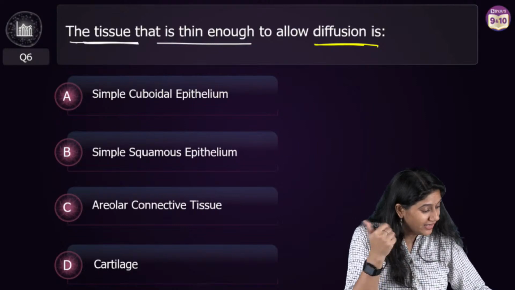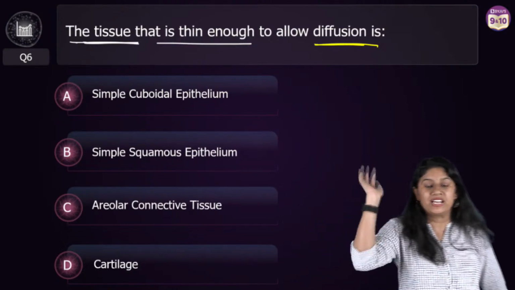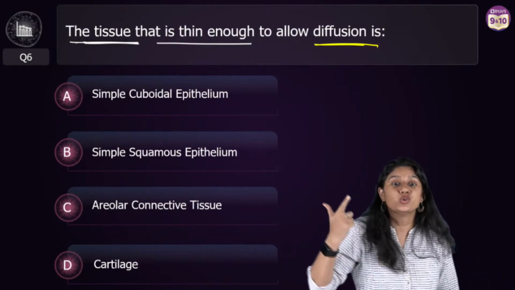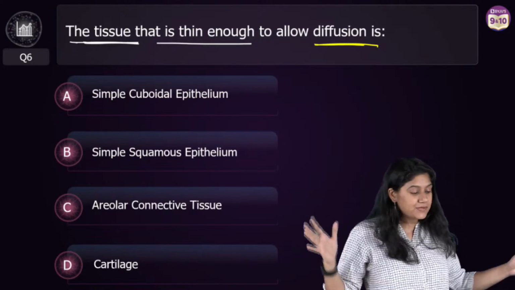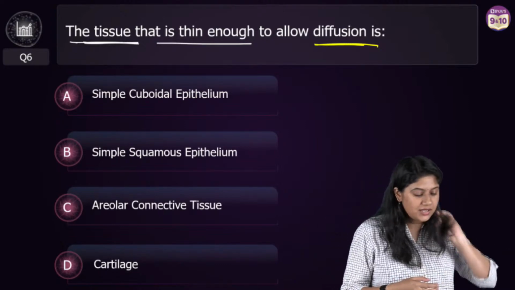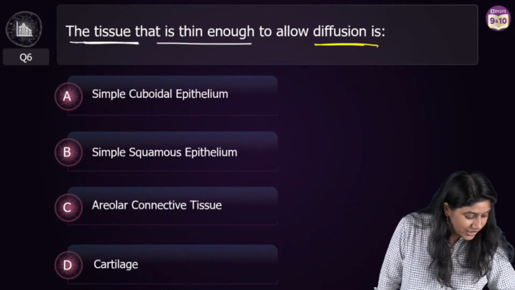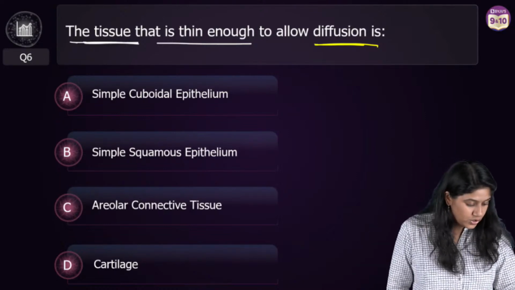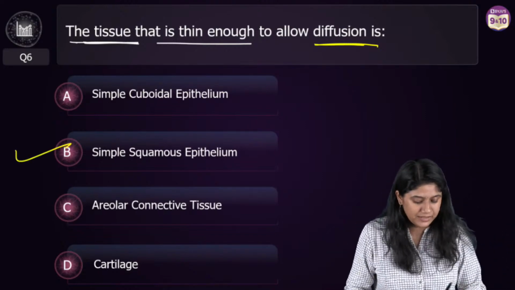Very good, everyone. I can see that the majority of you are voting for the correct answer. We'll count till 5 and we'll end the poll. 1, 2, 3, 4, and 5. Time's up, everyone. And here we have the correct answer, which is option number B. Very good. So, 63 of you have voted for the correct answer, that is option number B.